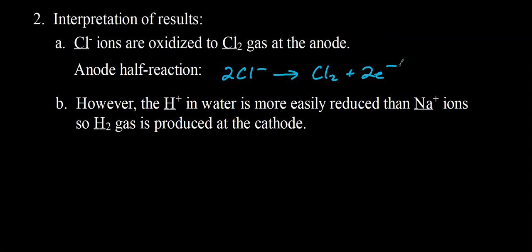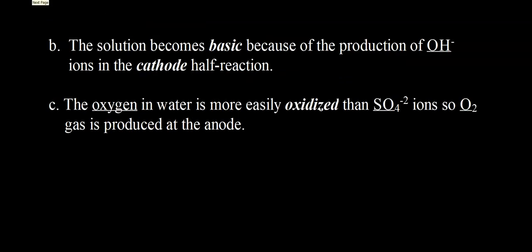Why not? Well, it just so happens that the hydrogen in water is more easily reduced than sodium ions are. So instead of producing sodium metal, we get hydrogen gas at the cathode. The solution becomes more basic because of the production of hydroxide ions in the cathode half reaction.